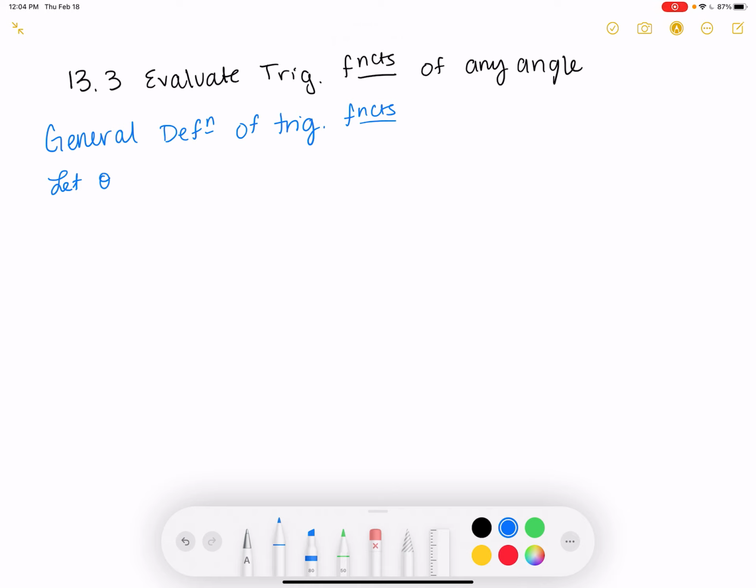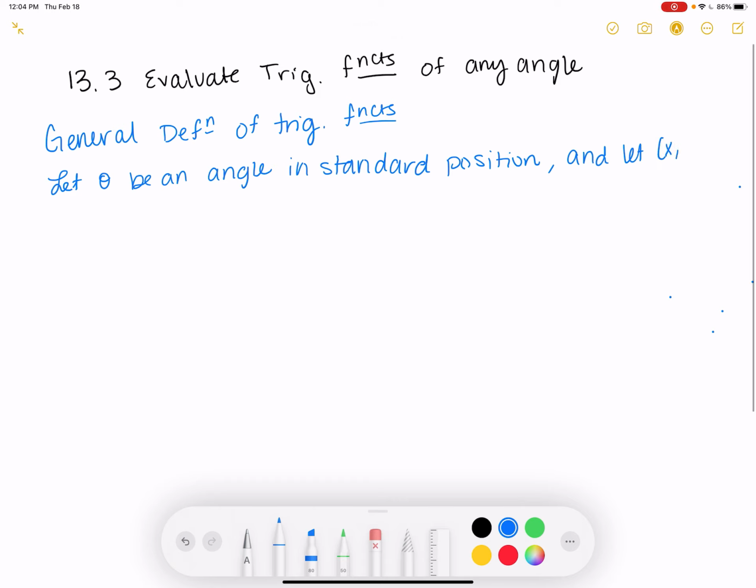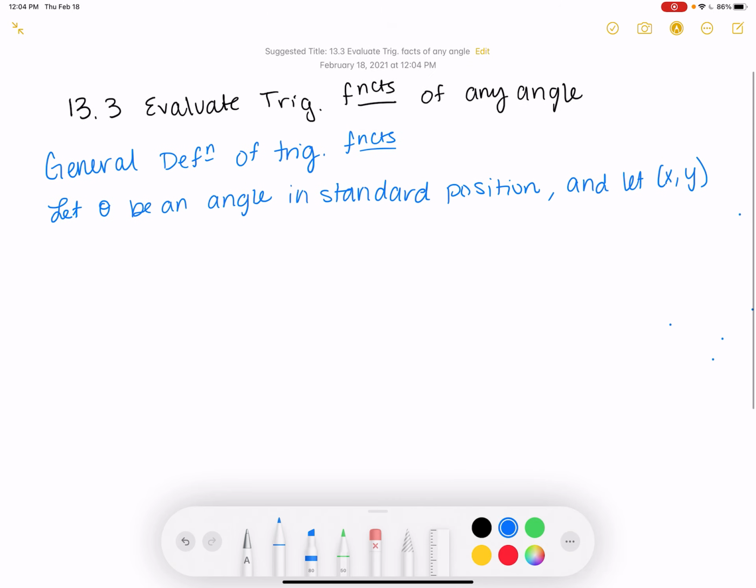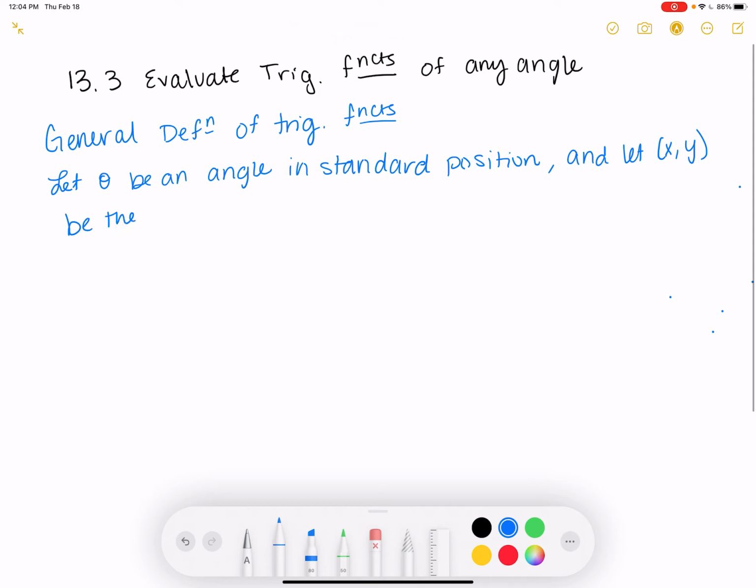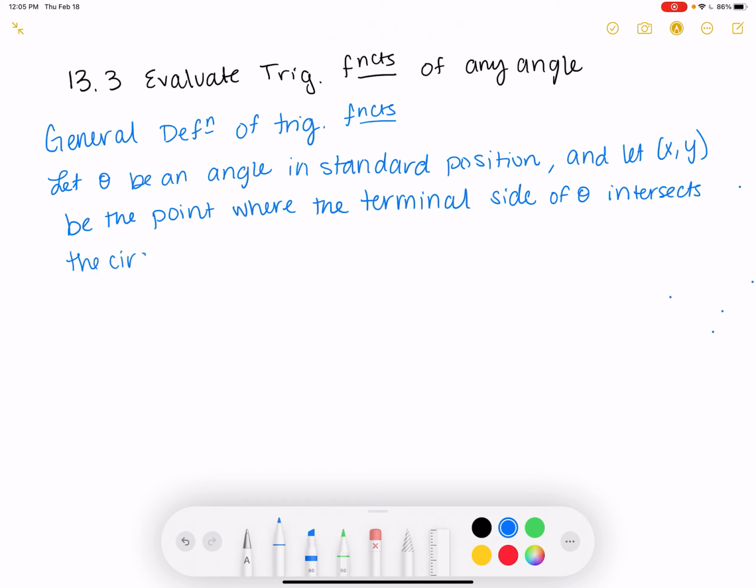Let theta be an angle in standard position and let (x, y) be the point where the terminal side of theta intersects the circle x squared plus y squared is equal to r squared.